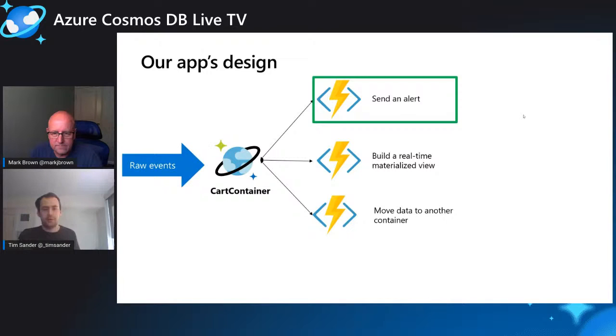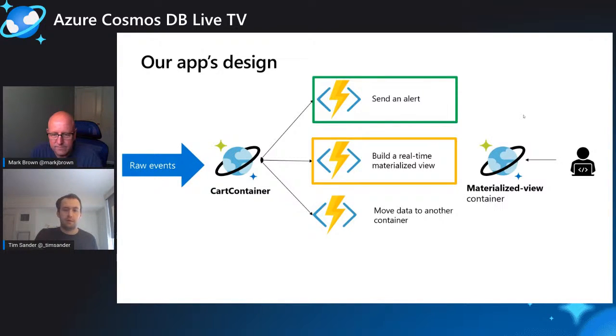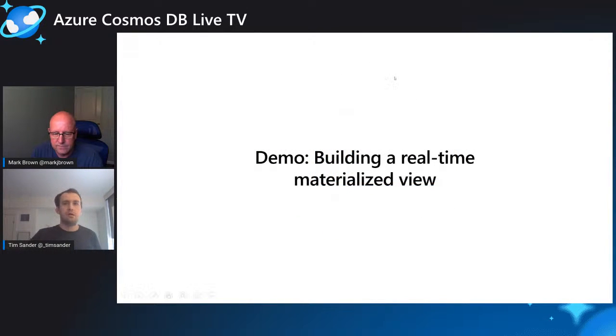So the first thing we did was we built a microservice that sent an alert. Next thing we did, and I'll show the demo in a second, was build a function that builds a real-time materialized view and persists that in a materialized view container, so that when we go and access the data and run that query, it would be a point read against the materialized view container. We'll never actually need to go to the raw data in the cart container. So I'll show now what that would look like.